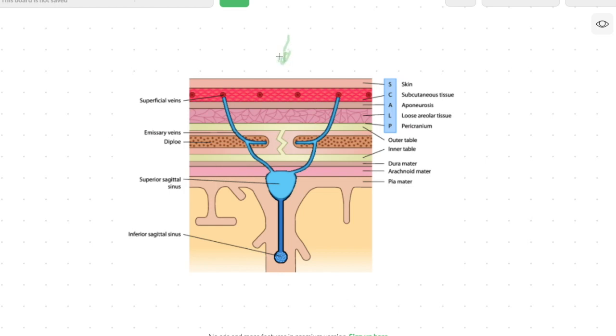There are 5 main layers of the scalp, and you can remember them by using the mnemonic SCALP. This is the mnemonic used for understanding the layers of the scalp. The first layer is your skin, the outermost layer of your scalp. The skin contains the hair follicles and sebaceous glands. Thus, this is a common site for sebaceous cysts.